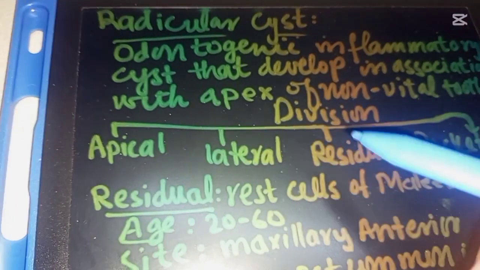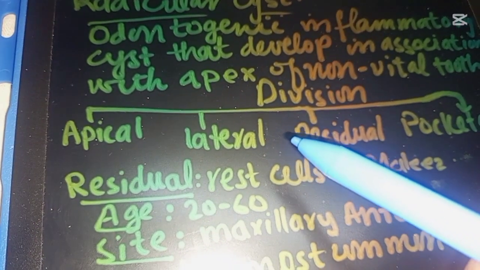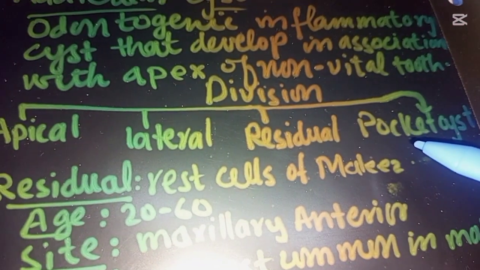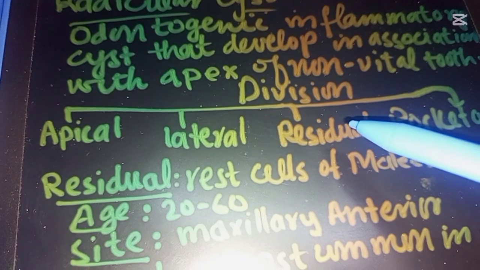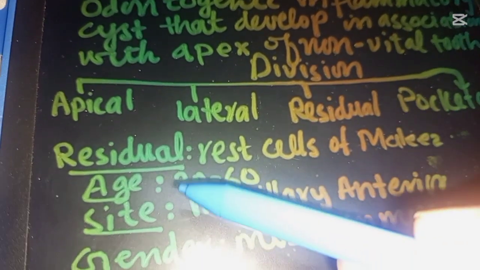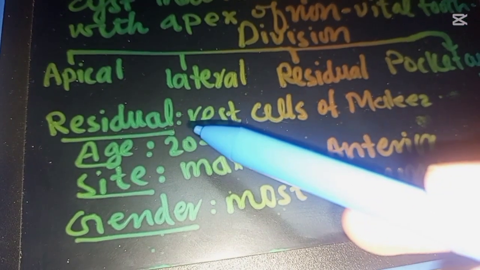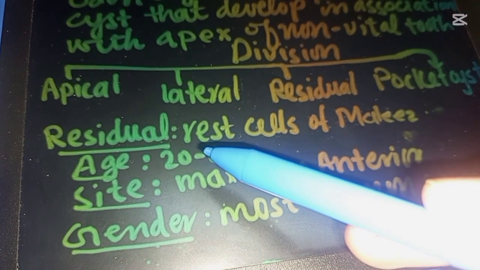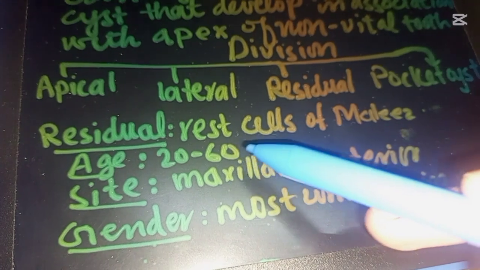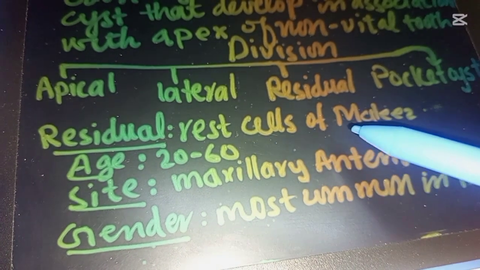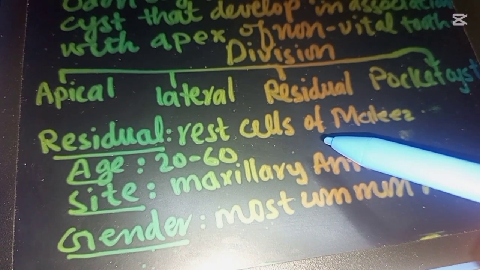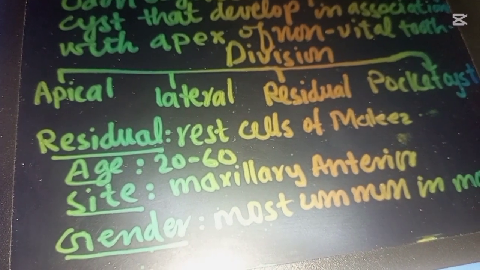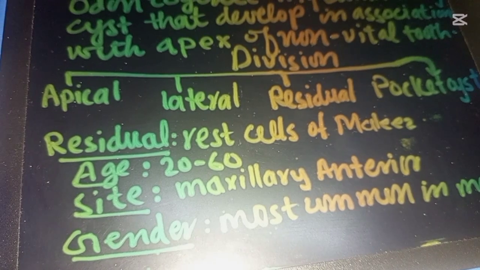Now it has four divisions on the anatomical basis. One is apical, one is lateral, one is residual, and one is pocket cyst. It is basically based on the anatomical positions. Then it is very important that you know from which tooth forming structure it develops. It develops from the rest cells of Malassez. These are the remnants of the Hertwig's epithelial root sheath.